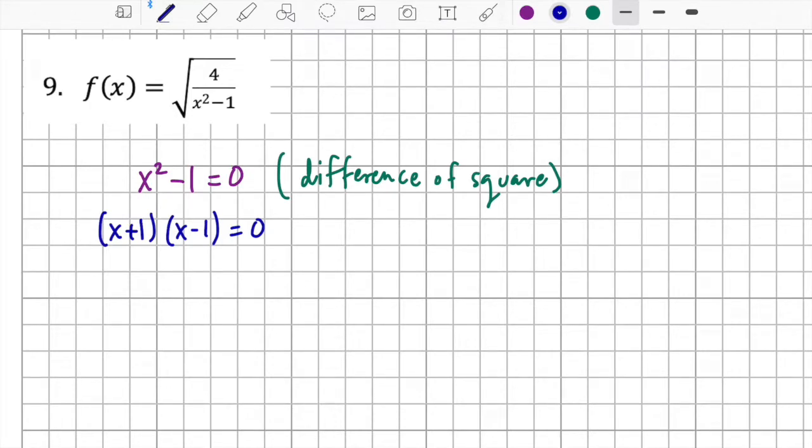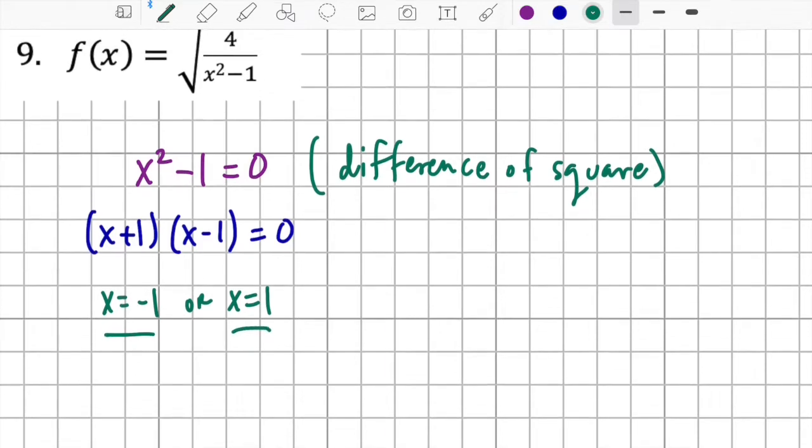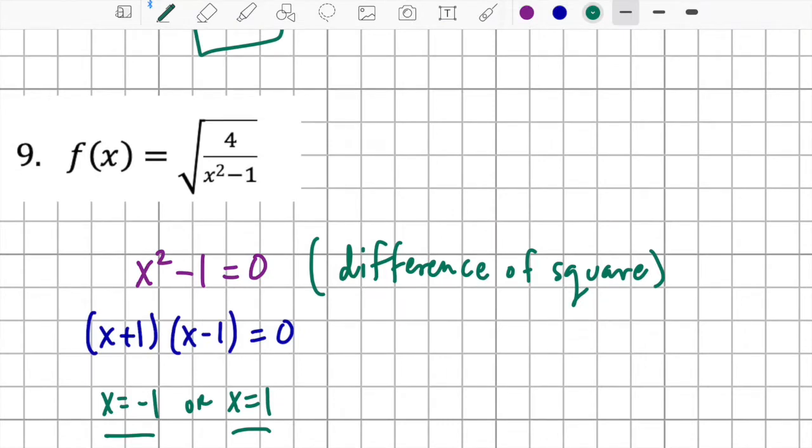And when we solve, all you have to do really is take the opposite of the inside. So the opposite of x plus 1 is negative 1, and the opposite of negative 1 is 1. So x equals negative 1 and x equals 1. At those 2 points, the denominator is 0, and therefore, that's what we do not want.